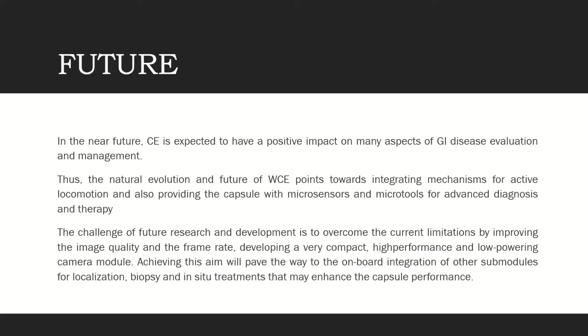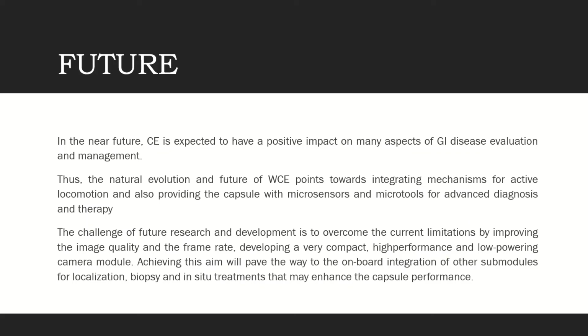The challenge of future research and development is to overcome the current limitations by improving the image quality and the frame rate, and developing a very compact, high performance and low power camera module. Achieving this aim will pave the way to on-board integration of other submodules for localization, biopsy and treatments that may enhance the capsule performance.